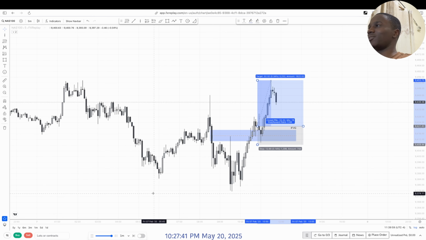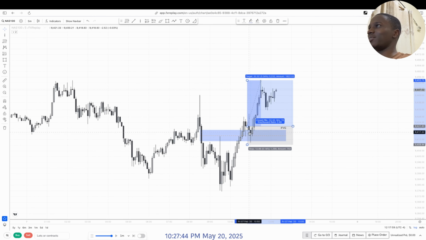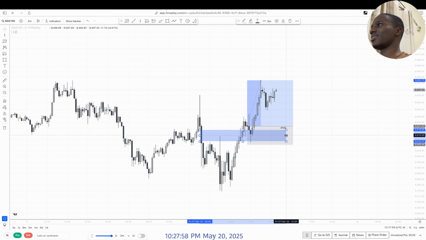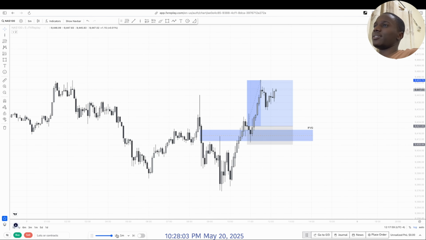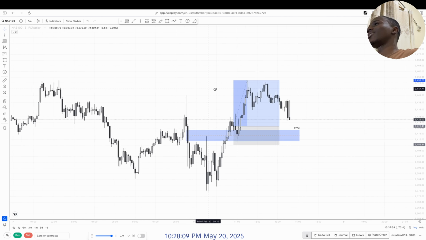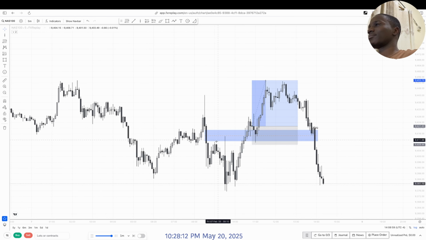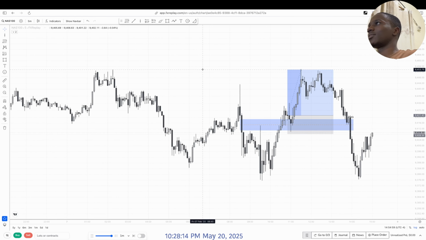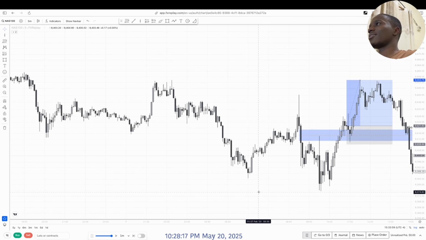So you can see we drop right into the inverse fair value gap, a clean drop into it, then we push higher. This trade is clean, by all means. Okay, and you can see how just a week... hit TP. Wow, it's crazy.